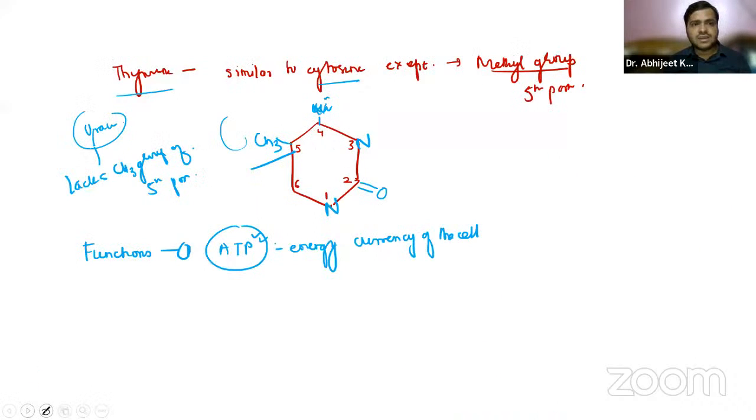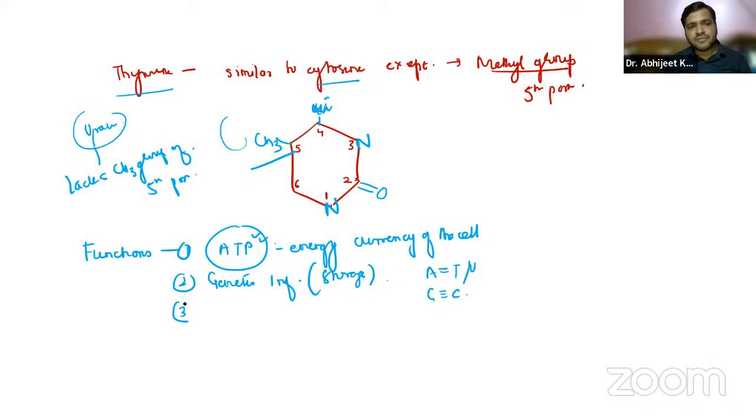Apart from that, they also store the genetic information. The purine and pyrimidine bases basically encode the genetic information. You already know the base pairing rule, also complementary pairing: adenine with thymine and guanine with cytosine, or adenine with uracil, right?